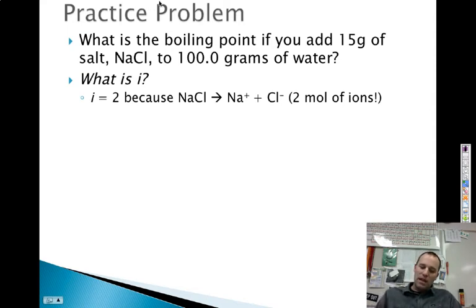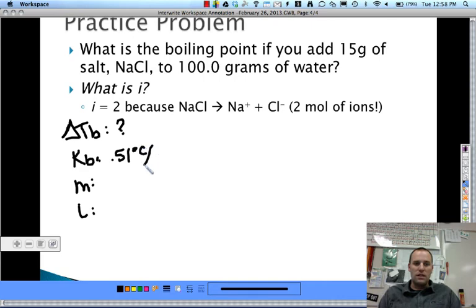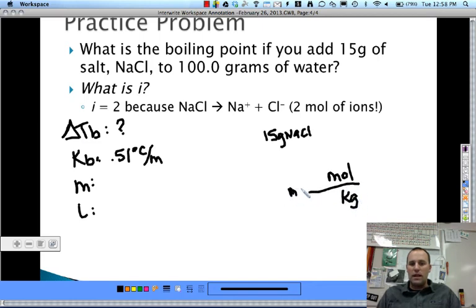So now we can work out our problem. Our formula is delta TB equals KB times M times I. It's always, here are 3 parts, solve for the other one. We're looking for the new boiling point. KB is 0.51. It's always the same for water, degrees Celsius per molal. The molality we're going to have to calculate, okay? So we have 15 grams of sodium chloride. Molality is moles per kilogram of solvent. That's what the molality is equal to.